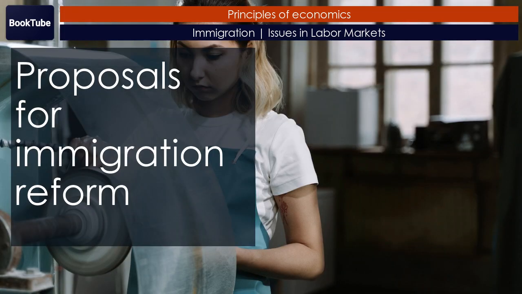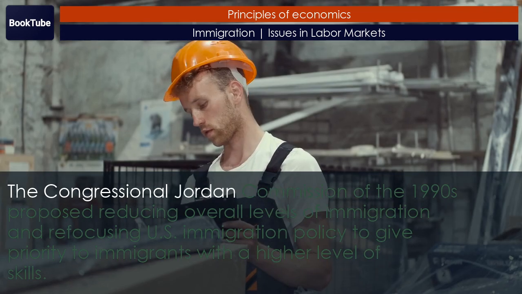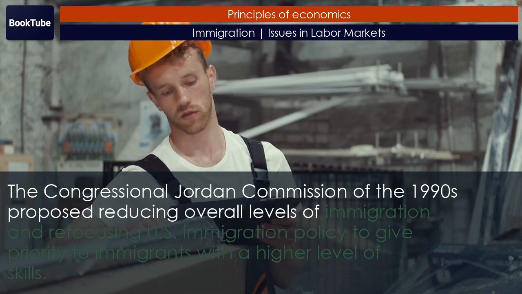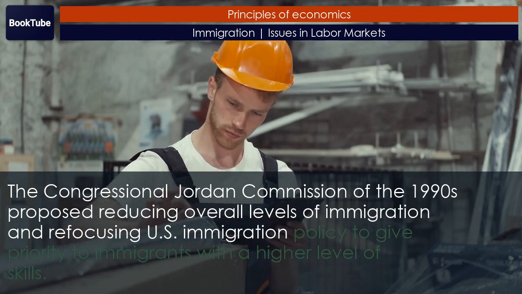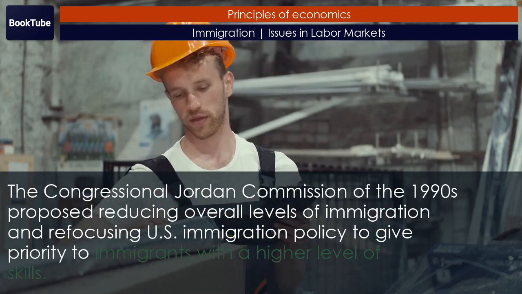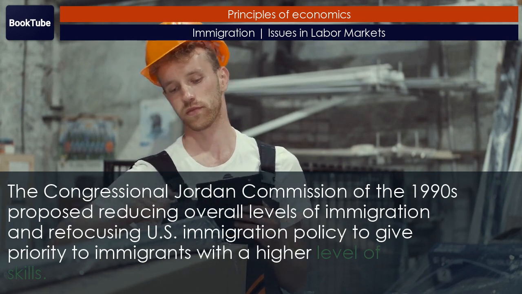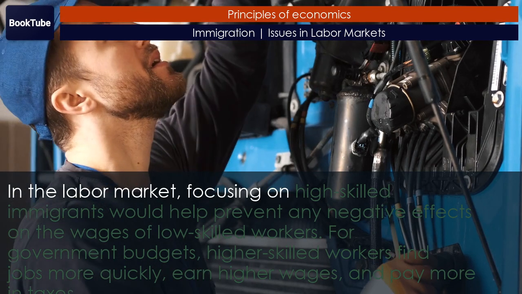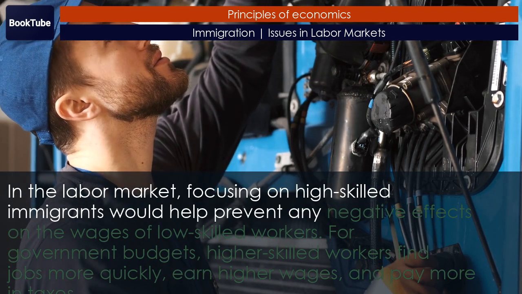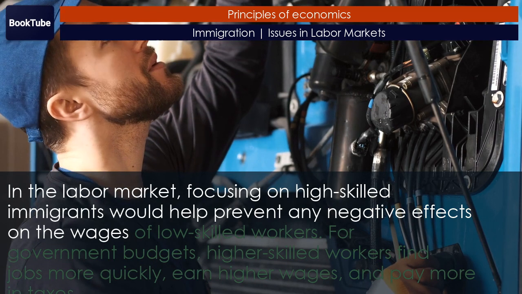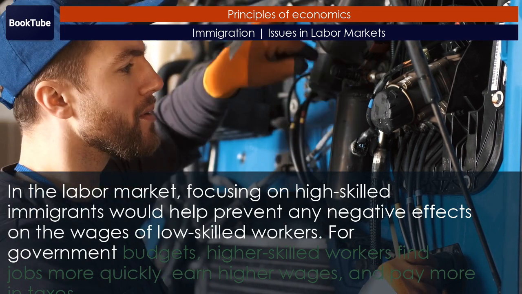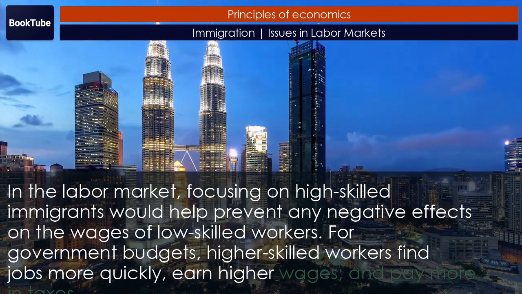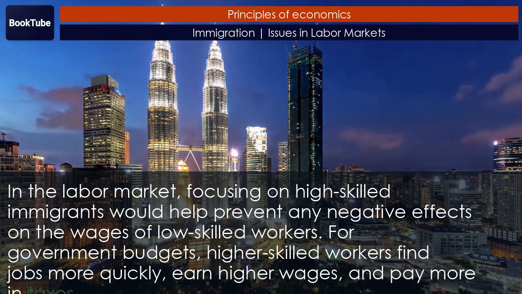Proposals for immigration reform. The Congressional Jordan Commission of the 1990s proposed reducing overall levels of immigration and refocusing U.S. immigration policy to give priority to immigrants with a higher level of skills. In the labor market, focusing on high-skilled immigrants would help prevent any negative effects on the wages of low-skilled workers. For government budgets, higher-skilled workers find jobs more quickly, earn higher wages, and pay more in taxes.